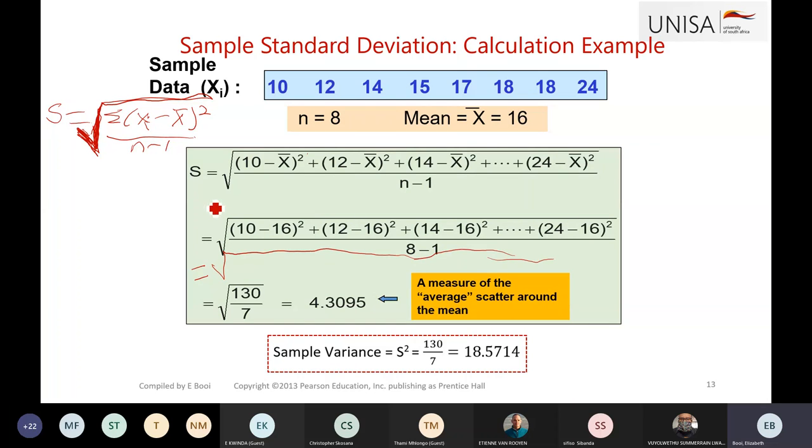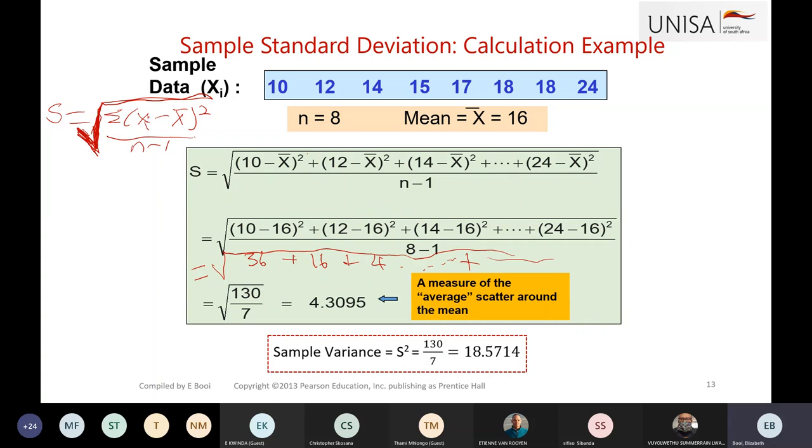Now 10 minus 16 is minus 6. Minus 6 times minus 6, because it's squared, you can use your calculator as well. It's 36. So you calculate there 36 plus 12 minus 16, I'm already in the answer mode. 12 minus 16 is minus 4. Minus 4 squared is 16. Plus 14 minus 16 is minus 2. Minus 2 squared is 4. And you continue and do all of them.